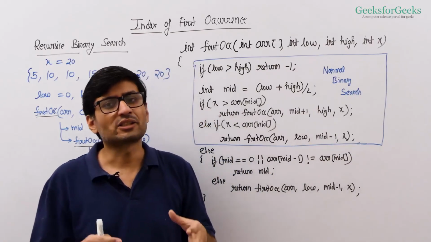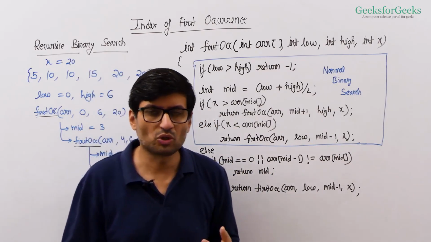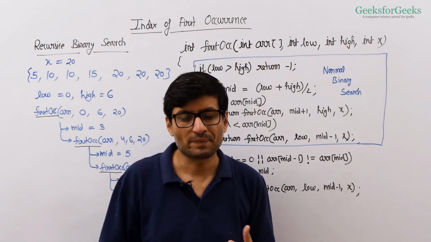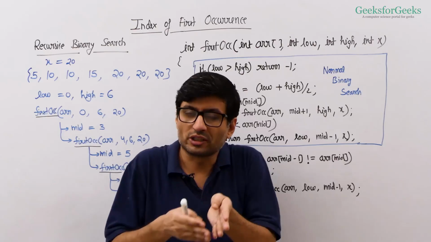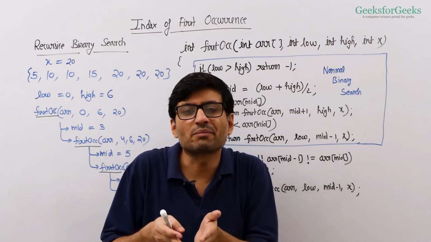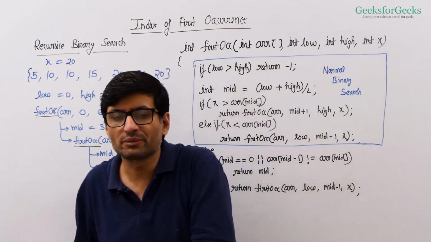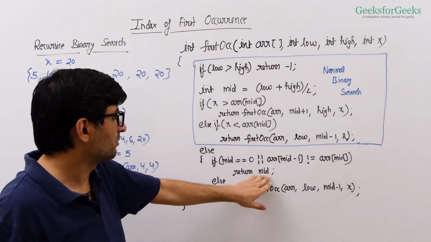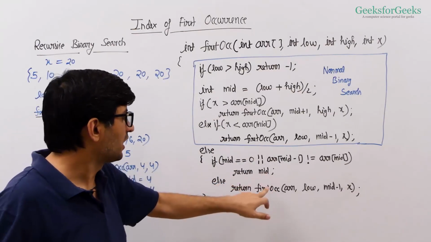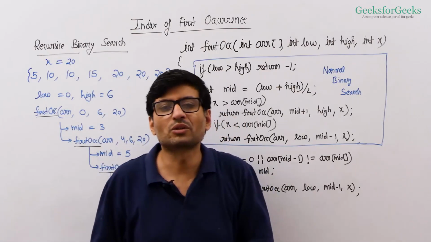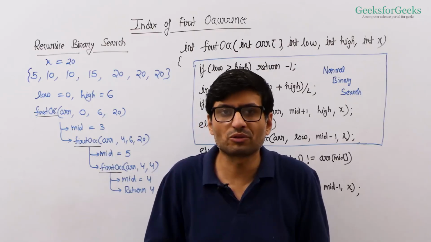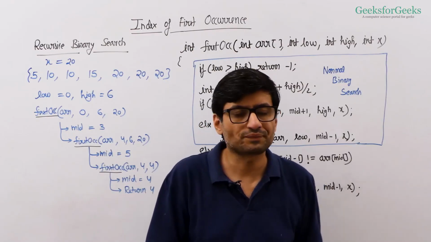Now, if x is equal to mid, what do we do in this case? This case has two sub-cases. If mid is 0, then it's a first occurrence, or if array[mid minus 1] is not equal to array[mid], then also it's a first occurrence. So in those cases, we return mid because mid is our first occurrence. Otherwise, where do we go? We go to the left half because this is somewhere a middle occurrence and we are looking for the first occurrence, so we need to go to the left half.